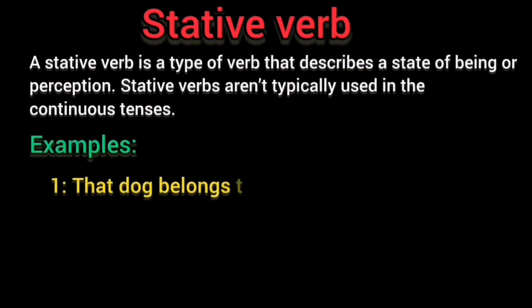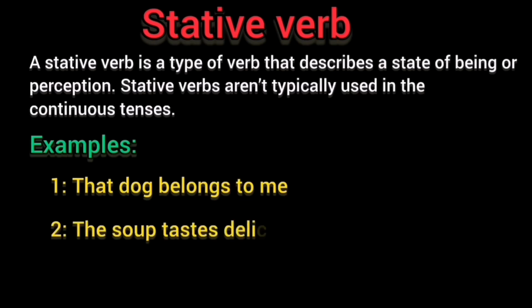That dog belongs to me. Look at this example here. The verb belongs is a stative verb. Basically, this verb does not talk about action, but it shows possession. There must be a question in your mind: why is it distinguished as a stative verb? The answer is, a stative verb is distinguished because the present participle of a stative verb cannot be formed.